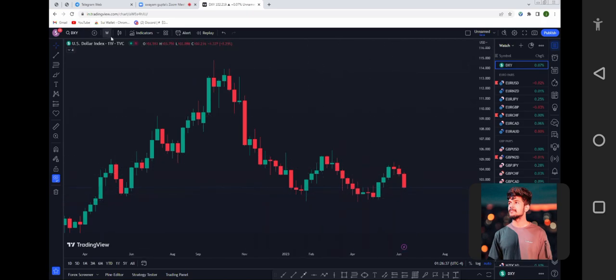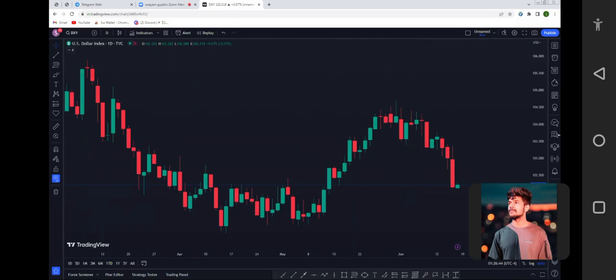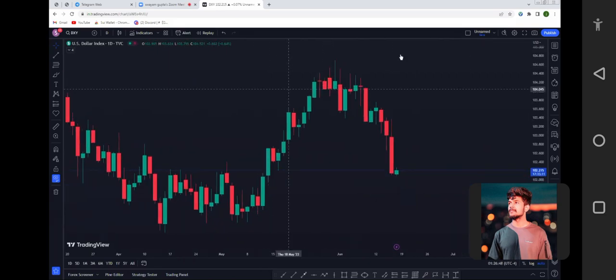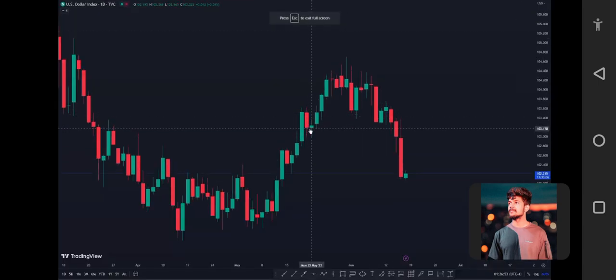And now let's go to the daily time frame. Okay, so what I want you guys to see is, look at this down candle here. It rallied, came down, mitigation here. Now look at the down candle here, the down candle which they used for buying. Now they are mitigating their orders.